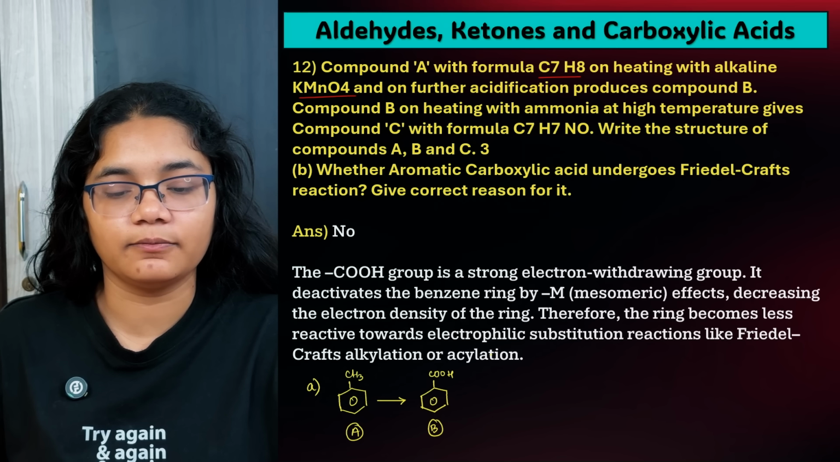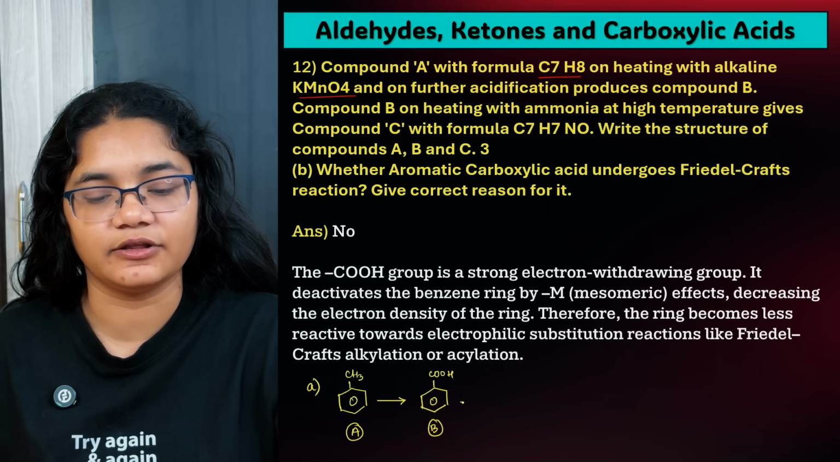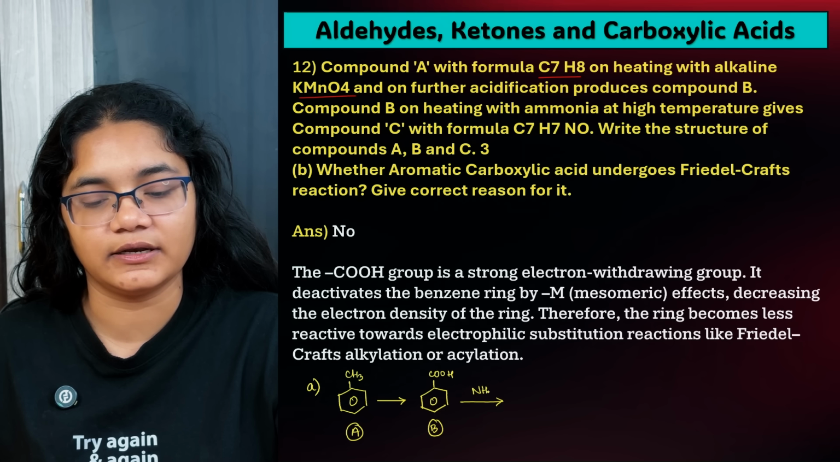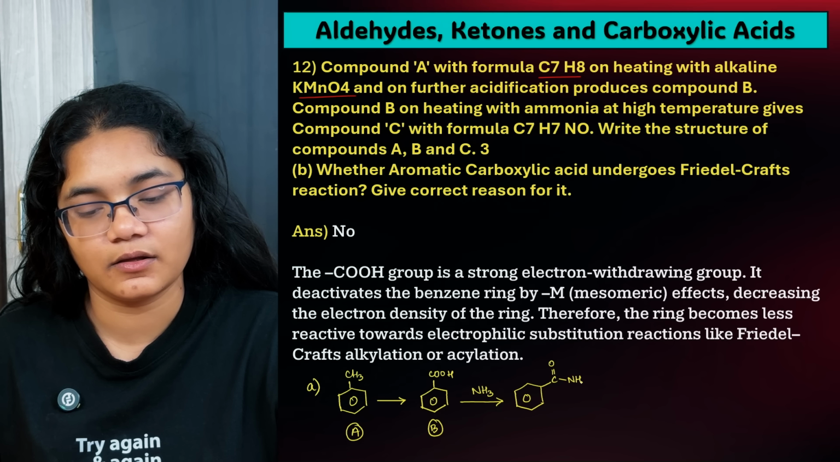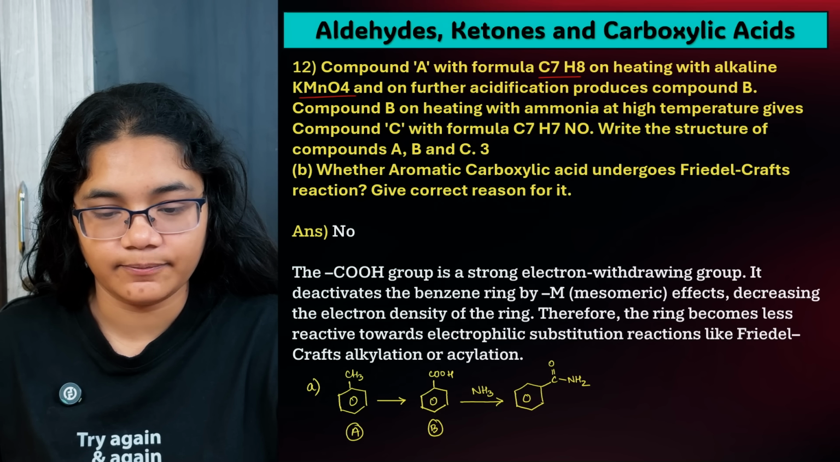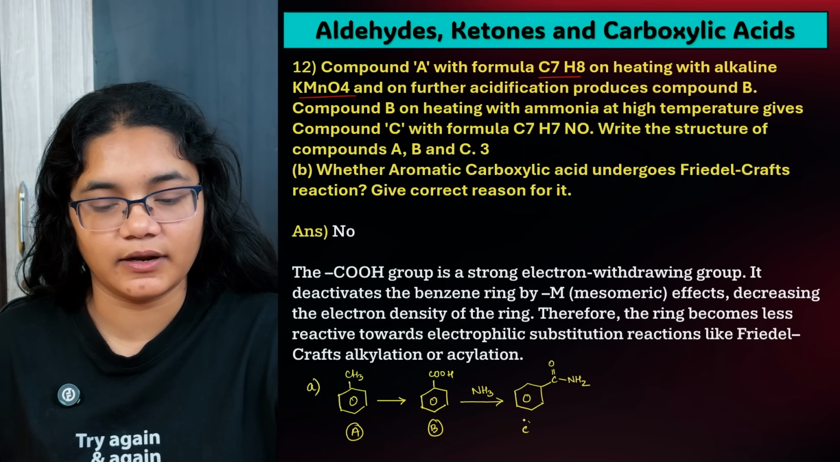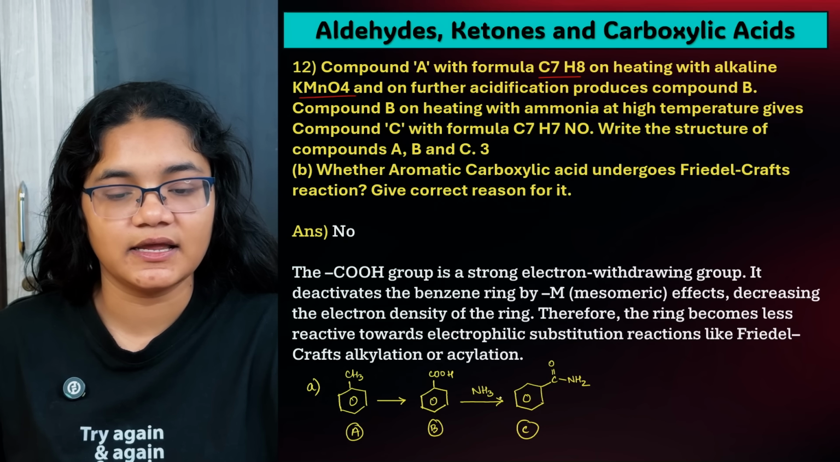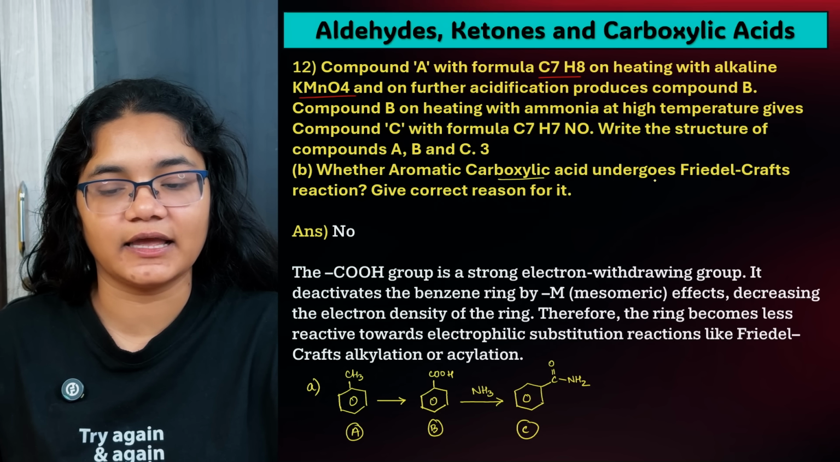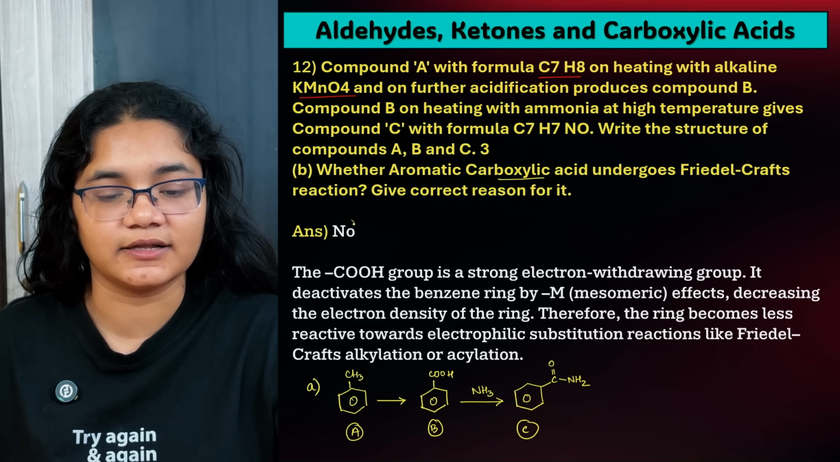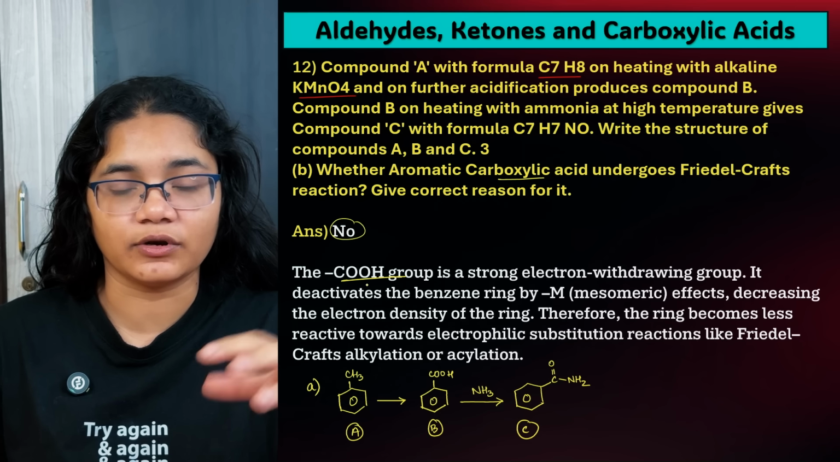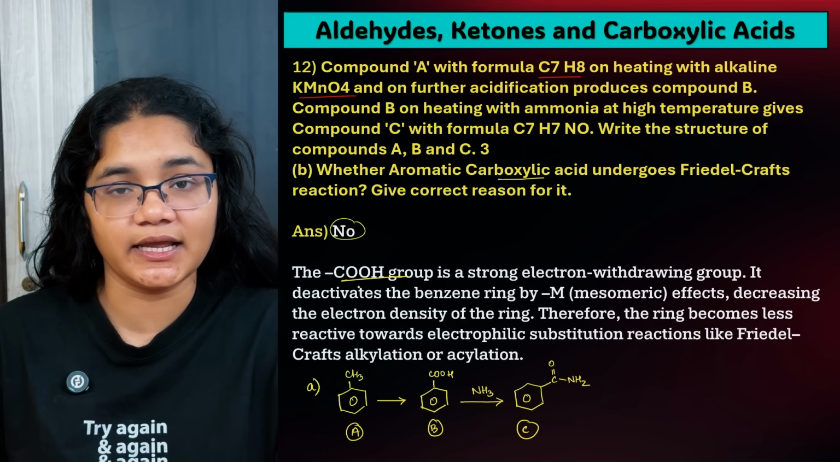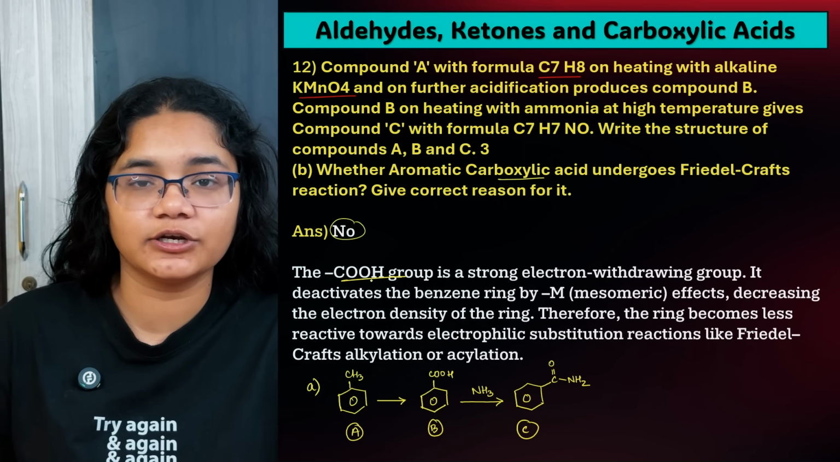Okay, now compound B on heating with ammonia at high temperature gives you compound C. So if you heat it with ammonia, you will get here CONH2. Okay, next we have write the structures of compound A, B and C. So this will give you 3 marks. Next, whether aromatic carboxylic acids undergo Friedel-Crafts reaction, the answer is no. What is the reason for that? COOH group is an electron withdrawing group, so it will decrease the electron density in the ring, so it will not support electrophilic substitution reactions.